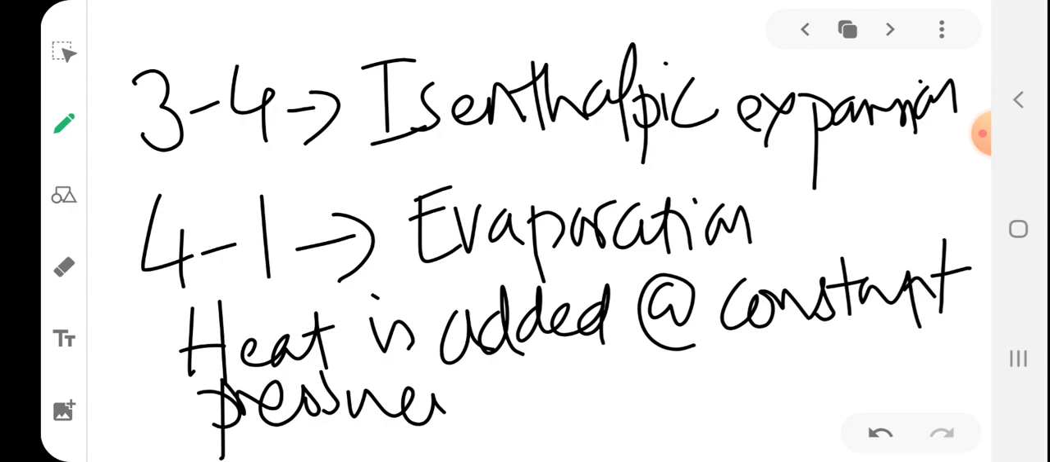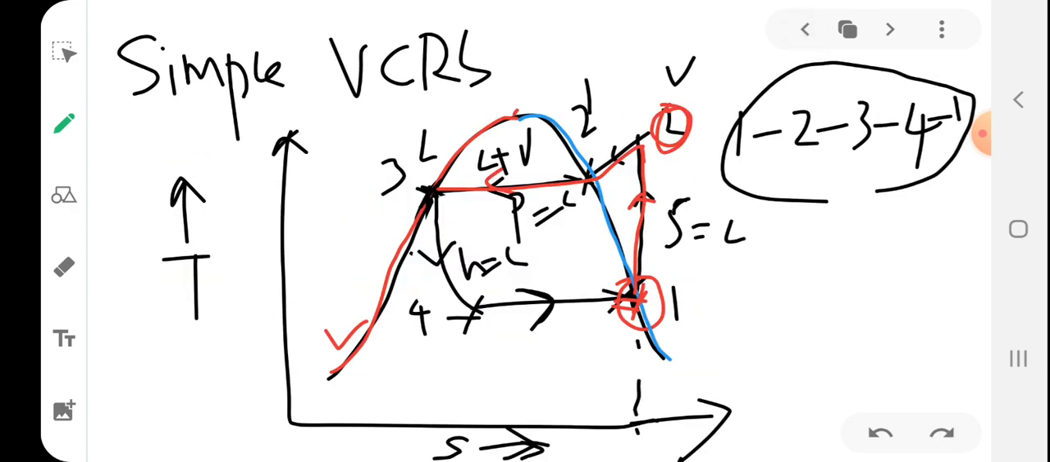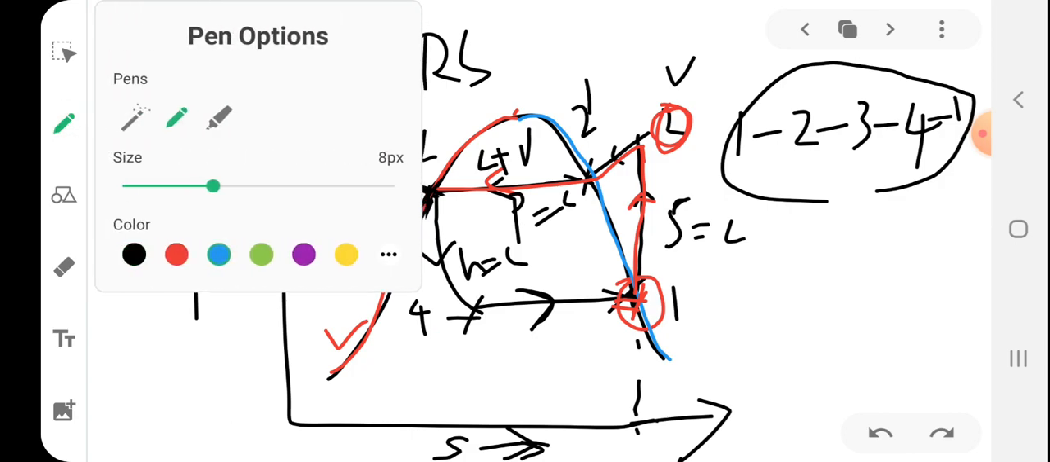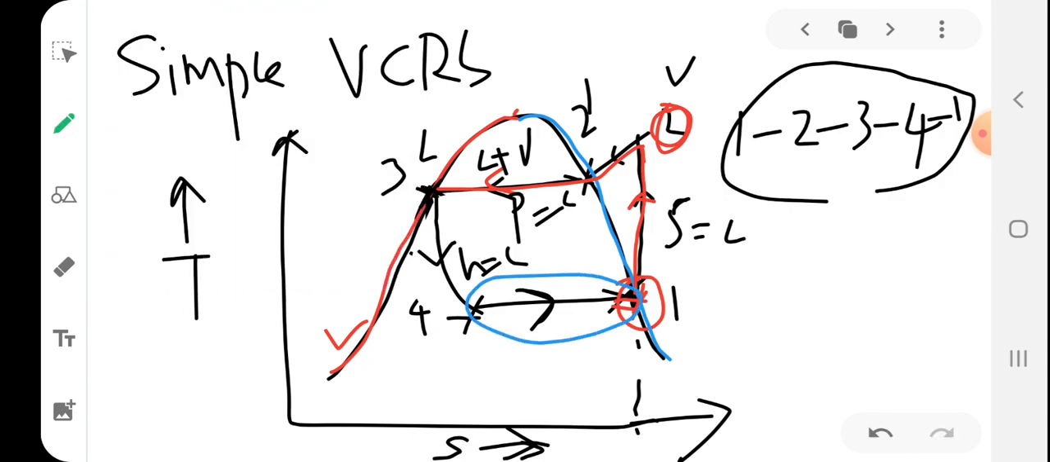From where is this heat added? The heat is added from the space to be cooled. So students, here you have to note what is actually taking place. This is evaporation, and this process is taking place in the evaporator. Heat is extracted from the space to be cooled by the evaporator, and it becomes saturated vapor. This saturated vapor undergoes isentropic compression. So this is the evaporator and this is the compressor.